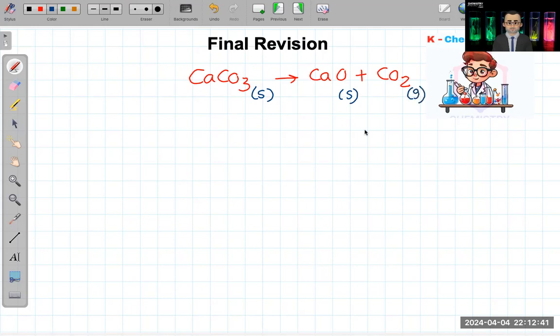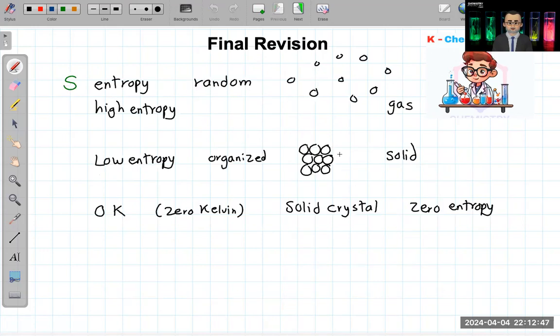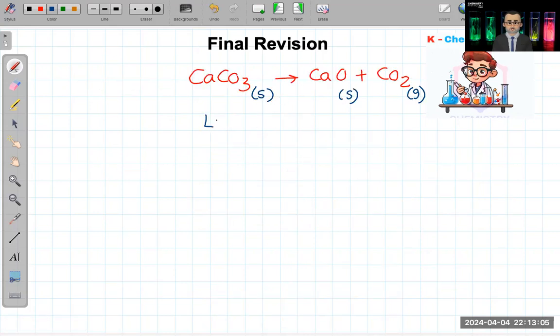So let's try to imagine what happens to entropy here. The calcium carbonate was solid. What did we say about the solid? It is organized. It has a low entropy. What about the gas? It changed from solid to gas, which means it changed from an organized into a random system. So it changed from low entropy into high entropy. This one has low entropy because it is an organized solid, and this one is high entropy because it is disorganized or random.